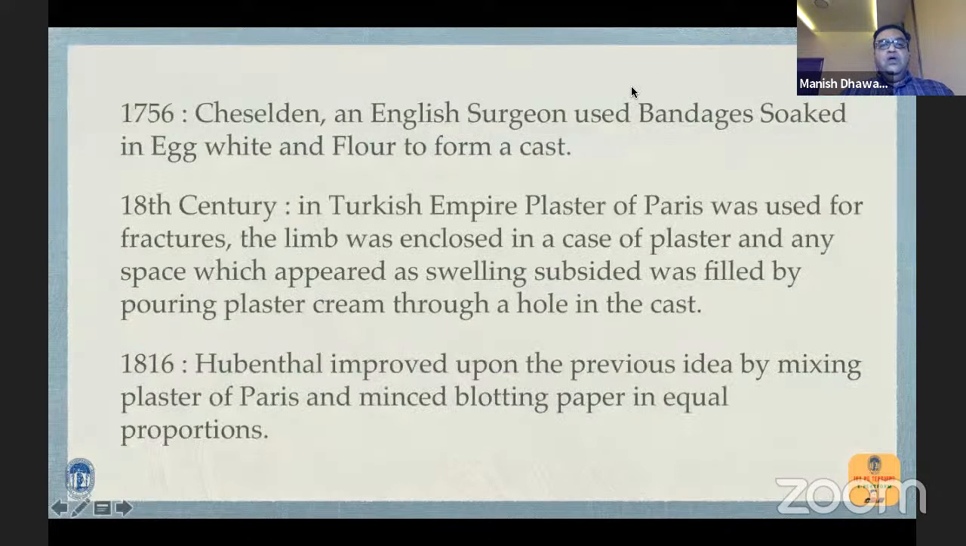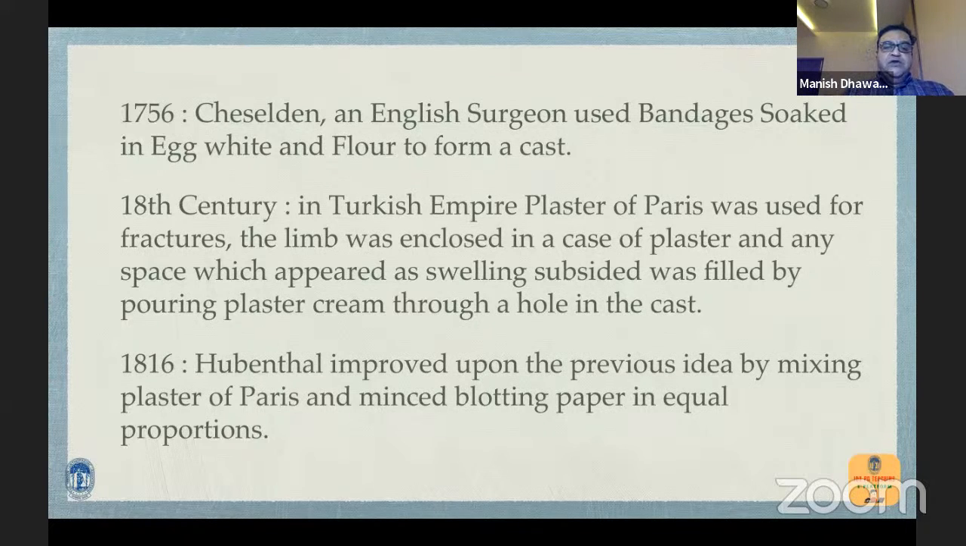In 1756, Chalcedon, an English surgeon, used bandages soaked in egg white and flour to form a cast. In the 18th century, in the Turkish Empire, which is also known as the Ottoman Empire, plaster of Paris was used for fractures. The limb was enclosed in a case of plaster, and any space which appeared as swelling subsided was filled by pouring plaster cream through a hole in the cast. So they would first apply the cast, and when the cast became loose, they would fill the gap again with plaster of Paris.